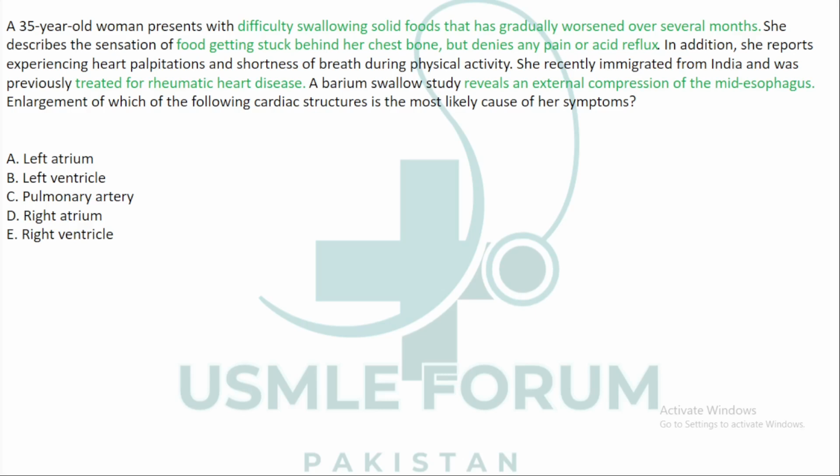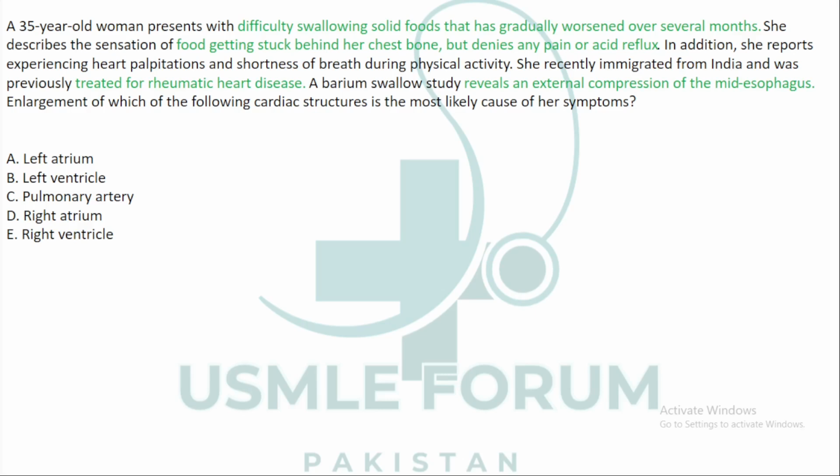Now I'm connecting this from one point to another, and then I'll lead to the answer. The patient was having rheumatic heart disease. Rheumatic heart disease leads to pathology in the mitral valve. Which pathology? Mitral valve stenosis. Mitral valve stenosis leads to left atrial dilation. And I've told you that whenever there is a dilated left atrium or right atrium, it leads to atrial fibrillation. That's why the patient was having palpitations and shortness of breath.